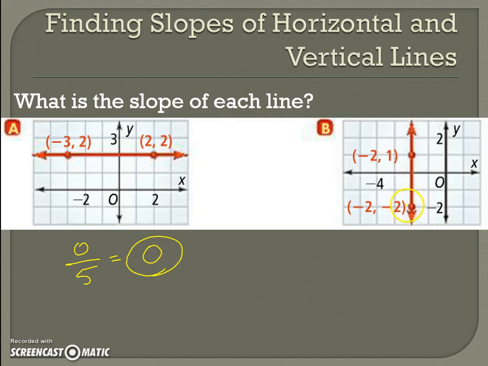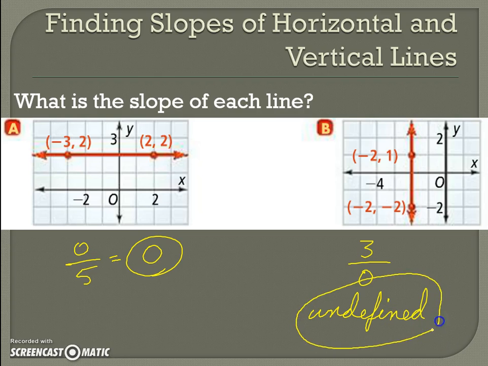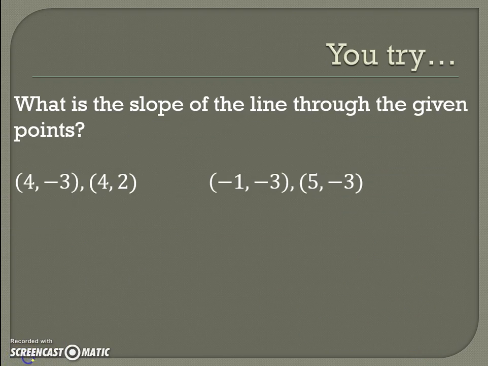This one, my rise would be, well, in this particular case, it looks like I go up 3. And my run, to go from here to here, well, I don't go anywhere. It's 0. And you cannot have 0 in the denominator of a fraction. So we say that this slope is undefined. So in short, a horizontal line is a slope of 0. A vertical line is a slope that's called undefined. All right, and we'll talk more about what this means later on.